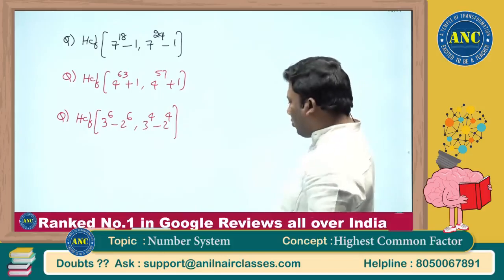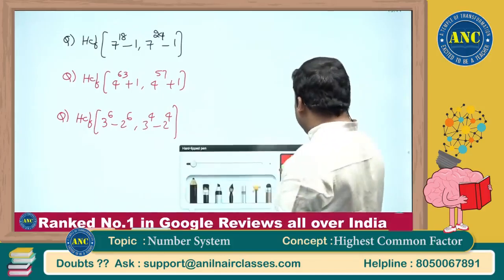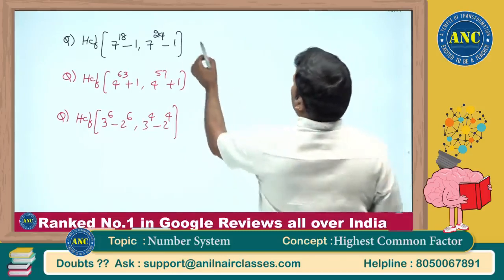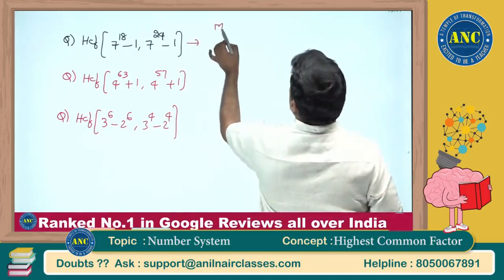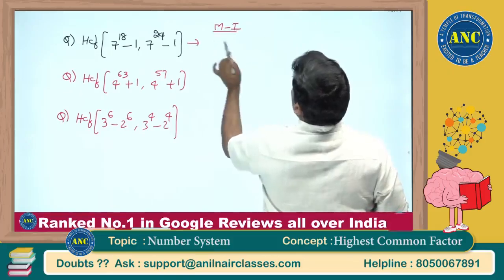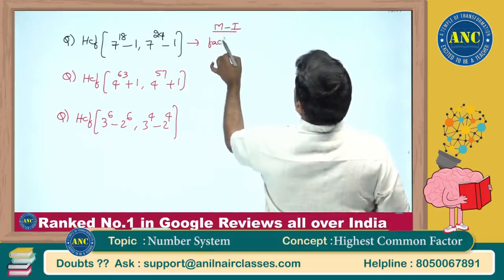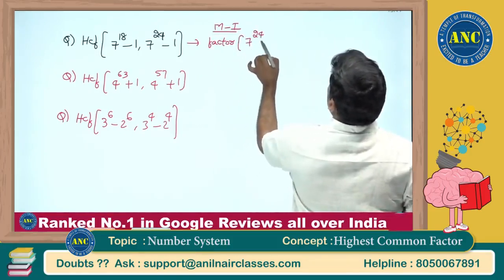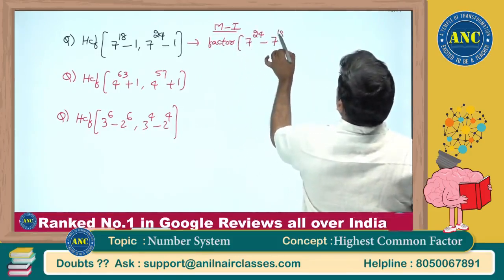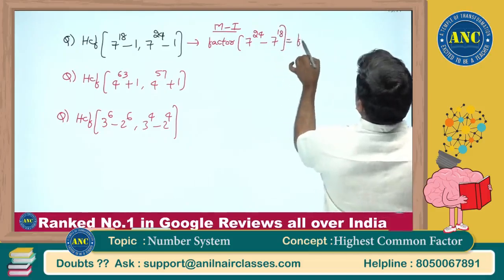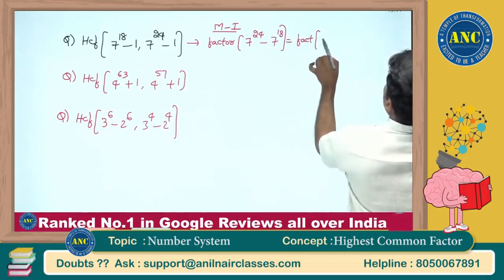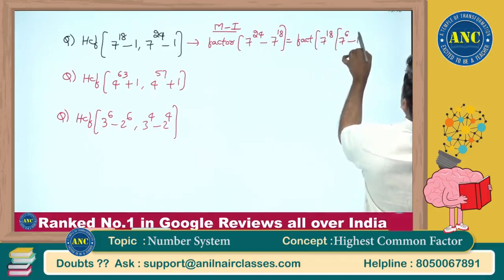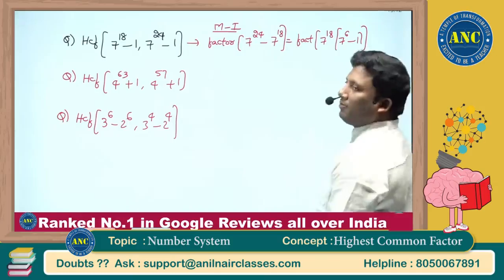Let us solve these questions logically. First one, 7 power 18 minus 1 and 7 power 24 minus 1. Traditional method first, then I will tell you the optimal method. Method 1: the answer will be a factor of their difference. So 7 power 24 minus 7 power 18. 7 power 18 is common, giving 7 power 6 minus 1.